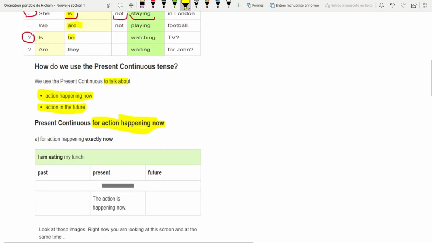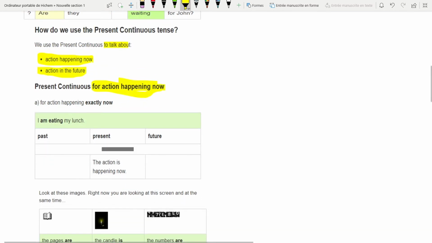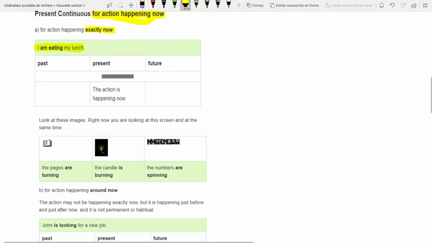Let's take an example of an action that is happening exactly now. Okay, I am eating my lunch, right? The action here is happening right now. I'm not eating my lunch tomorrow. I'm not eating my lunch next year. There is only I am eating my lunch. This sentence says that right now, at the moment of speaking, I am eating my lunch, right?